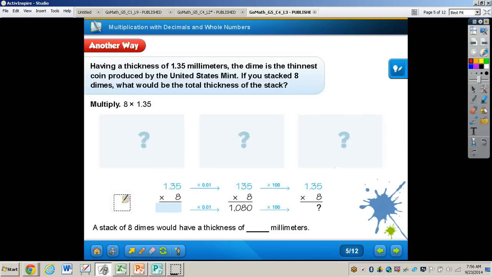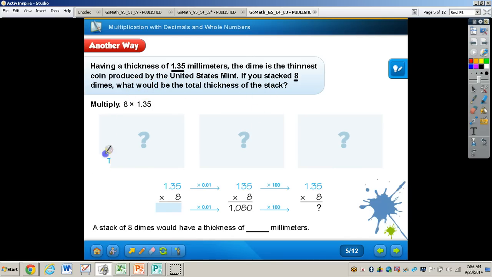Okay, let's look at another problem on page 170. It says, having a thickness of 1 35/100 millimeters, the dime is the thinnest coin produced by the United States Mint. If you stack 8 dimes, what would be the total thickness of the stack? So we know that we're going to be multiplying 8. Why are we multiplying 1 and 35 hundredths by 8? Because we have 8 dimes, and each dime has a thickness of 1 and 35 hundredths millimeters, and we need to figure out what would be the total thickness of the stack.